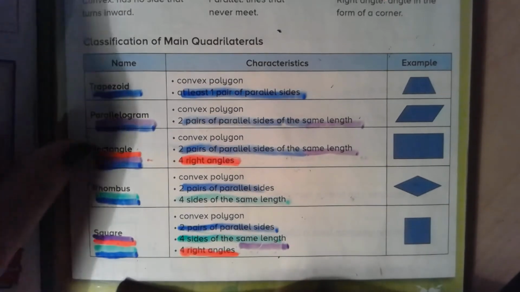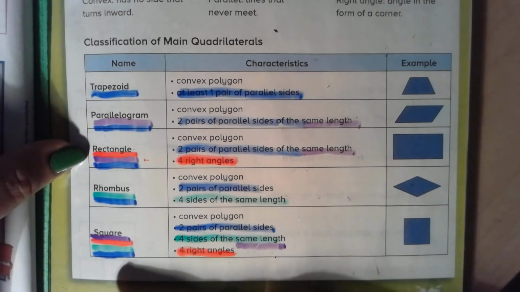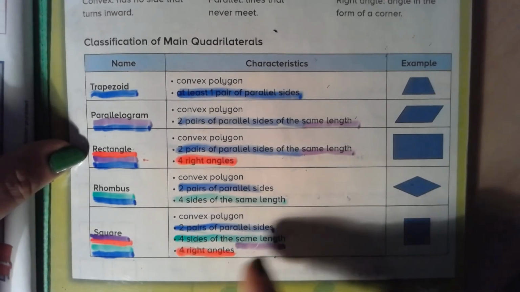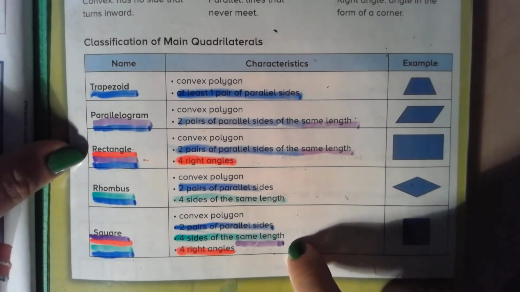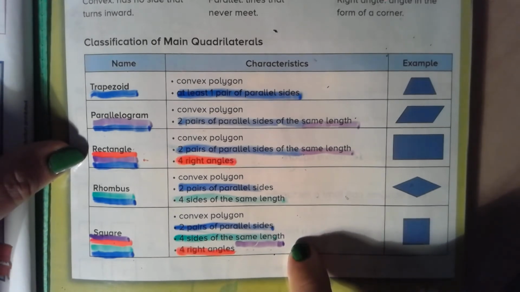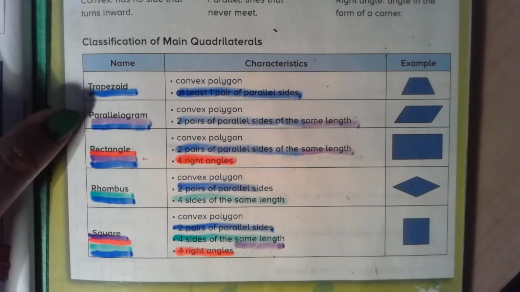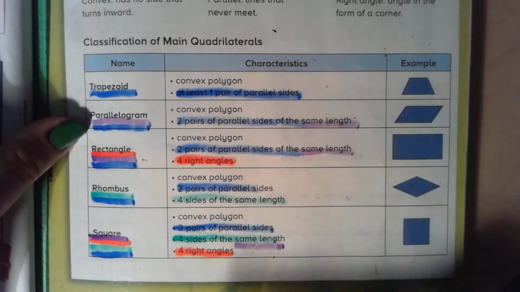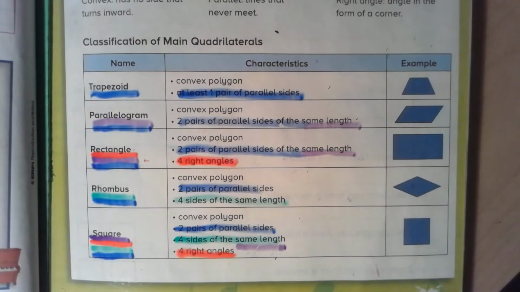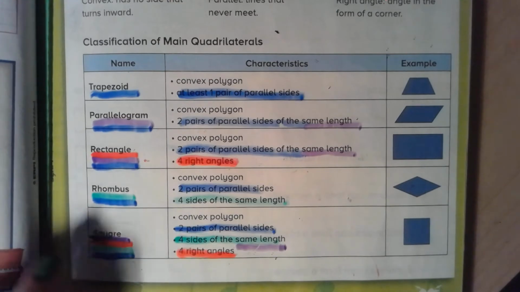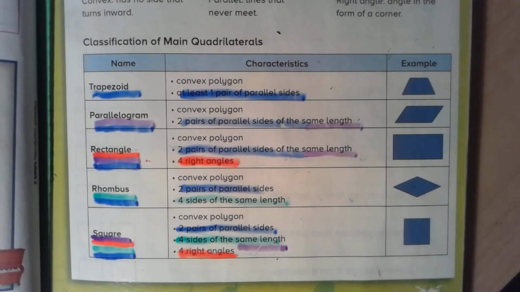A square is also considered a rectangle because it has 4 right angles, 2 pairs of parallel sides, and the 2 pairs have the same length. In fact, all 4 sides have the same length. It also meets the criteria, so it's also a parallelogram and it's also a trapezoid. So a square is a rhombus, a rectangle, a parallelogram, and a trapezoid.